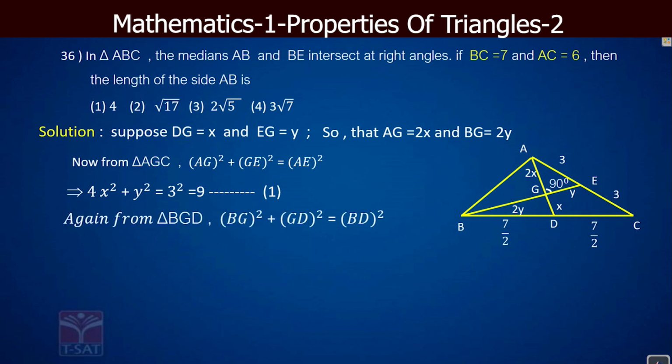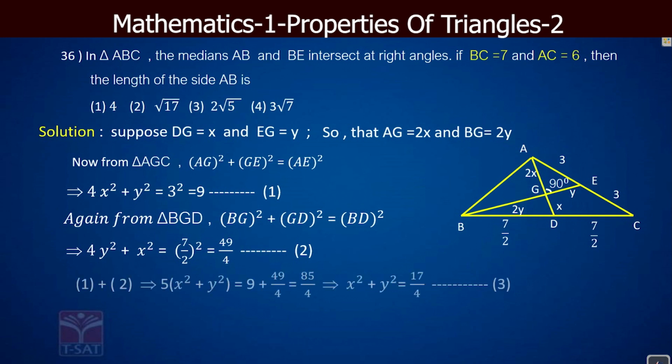Again, from triangle BGD, we have BG square plus GD square is equal to BD square, which is 4y square plus x square is equal to 7 by 2 whole square, that is 49 by 4, because D is the midpoint of BC, and BC is given to be 7. So, therefore, adding 1 and 2, you will get 5 into x square plus y square is equal to 9 plus 49 by 4, which is 85 by 4. So, therefore, x square plus y square is equal to 17 by 4.